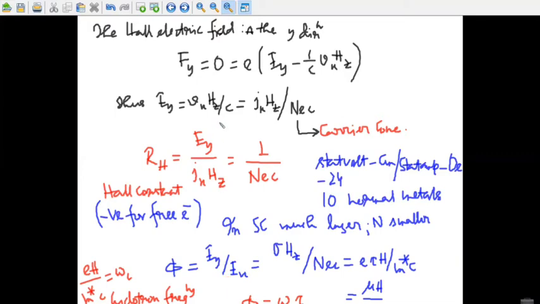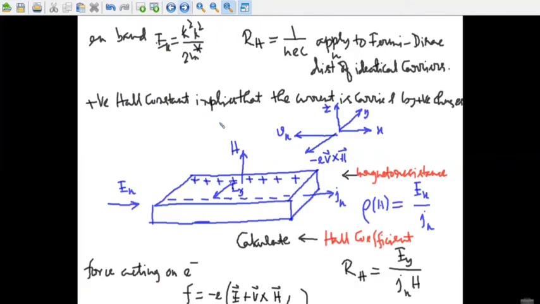All results discussed assume implicitly the energy band is of the simple form E(k) equals h bar squared k squared divided by 2 m star. The simple result RH equals 1 upon NEc can be shown by more rigorous methods to apply to a Fermi-Dirac distribution of identical carriers. The numerical factor is altered slightly for a Maxwellian distribution.